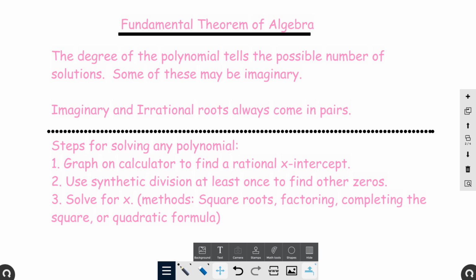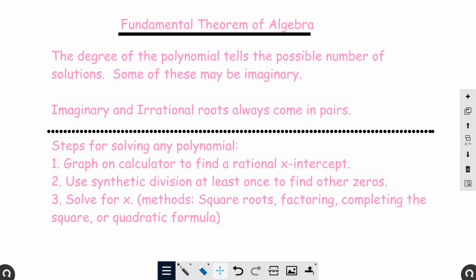Now, the ways that we solve a polynomial, you can use these steps every time. You first graph it on your calculator to find an x-intercept, and notice I put to find a rational x-intercept. So rational means that it can be written as a fraction, so it's an integer, or it's something like 2/3 or 1/2, something like that. Then we use synthetic division at least once. You might have to use it twice to find other zeros.